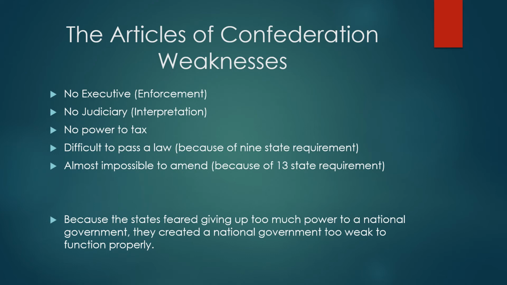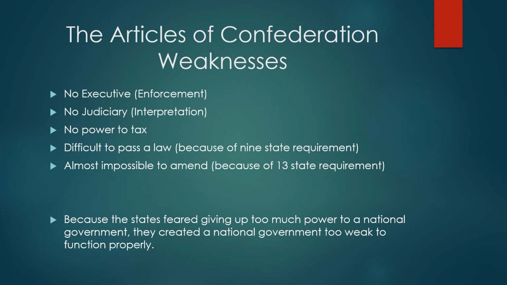And so assuming that the national government doesn't have power to enforce the laws that they make, then that power must reside with the state governments. And there's also no judiciary. The judicial branch of government interprets the laws. As we conflict over interpretation of laws, the judicial branch helps to work out those conflicts. There's no judicial branch in the national government under the Articles, and so again, that power would be left to the states.